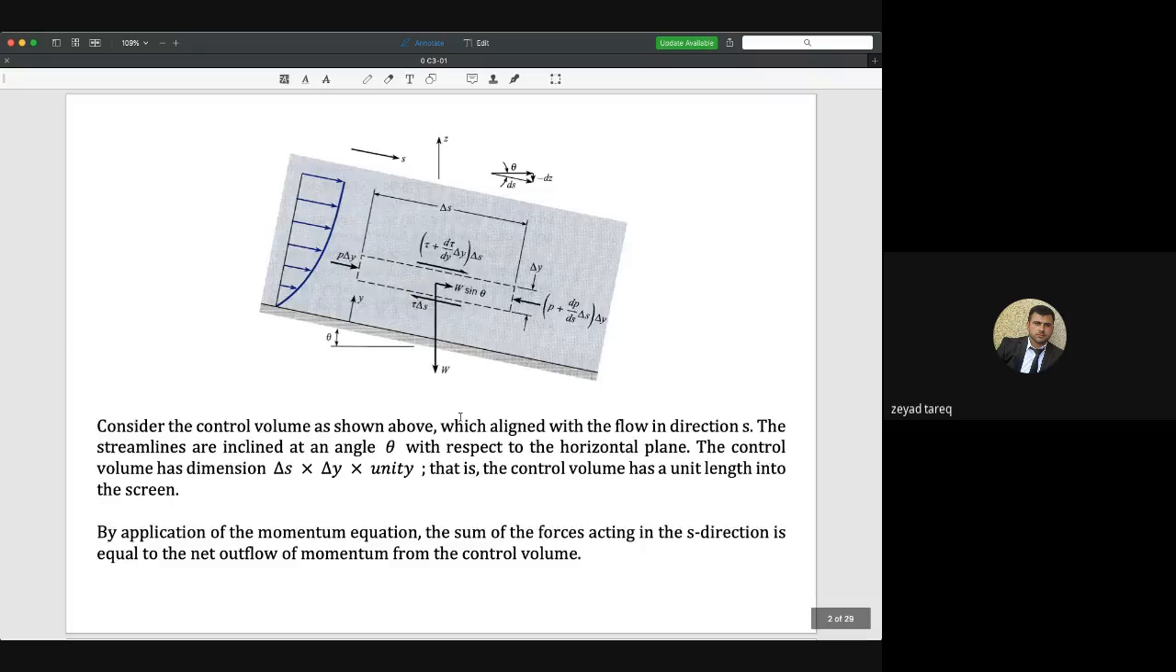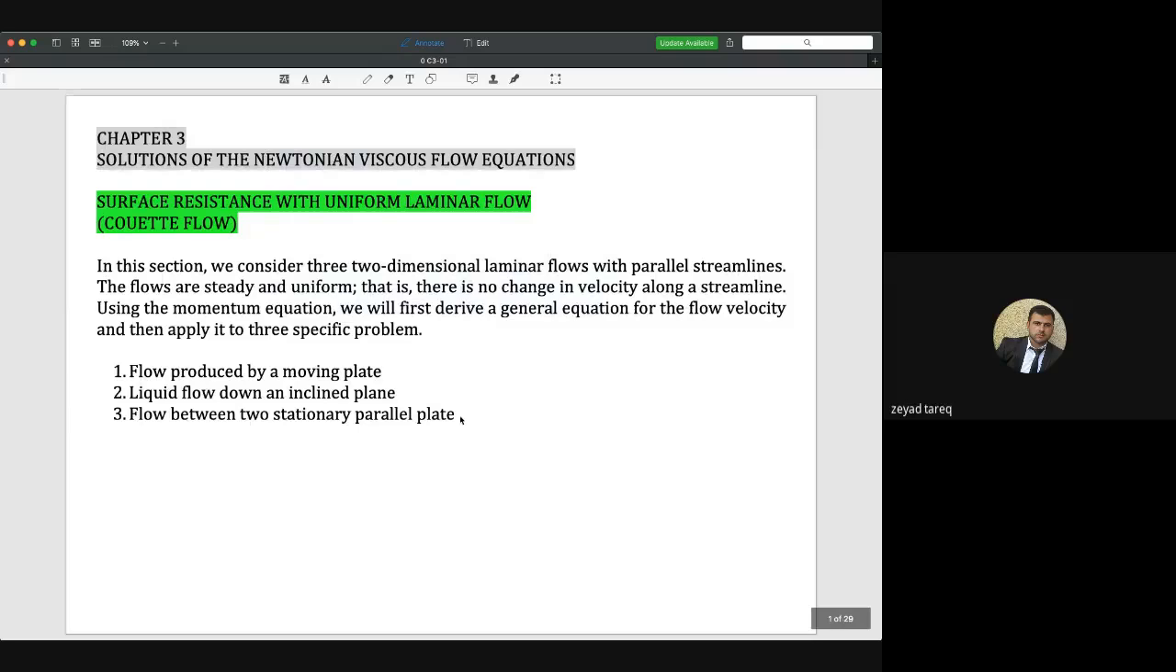Excuse me, Doctor, please. Yes? Are these three points situations for a Couette flow? Yes. Okay. Doctor, please, can you give us a hint about steady and uniform flow? Okay, thank you very much.